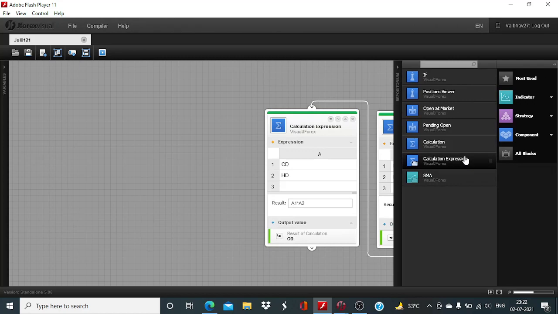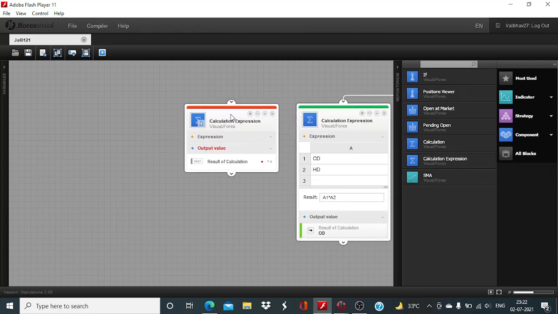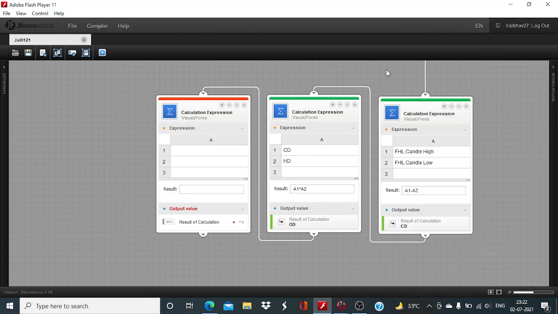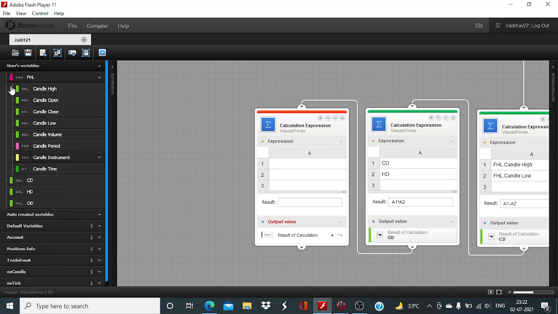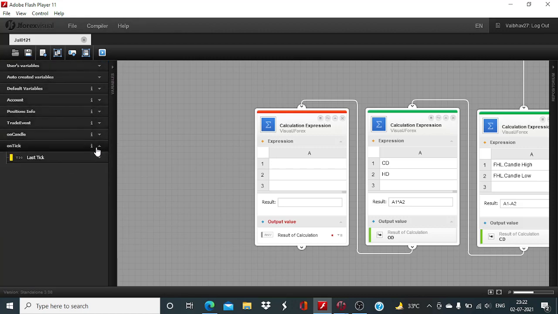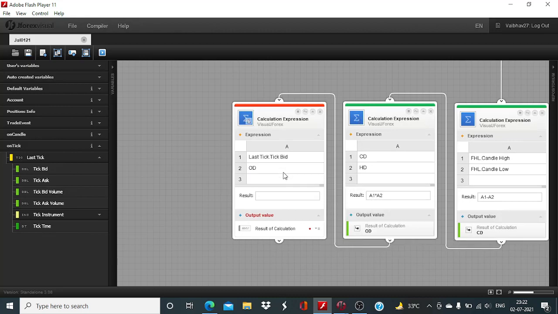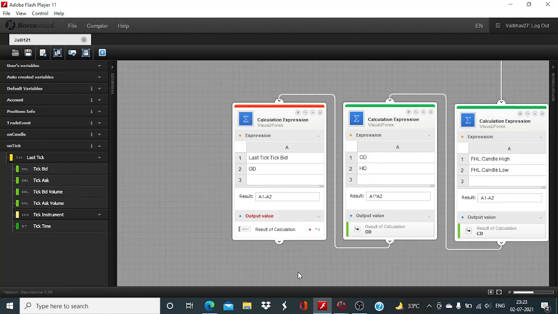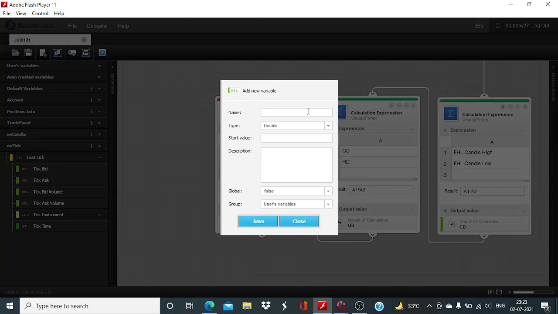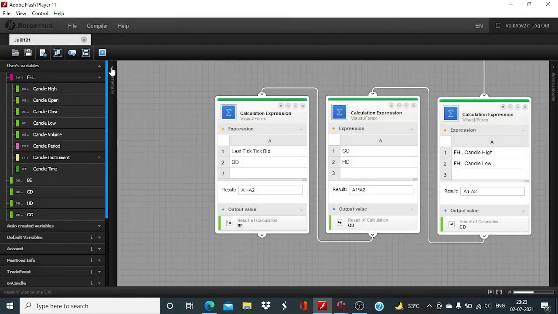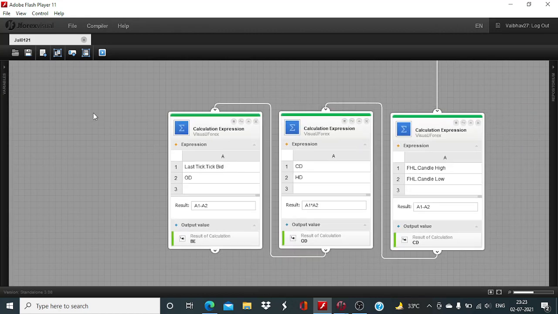and at the same time, let us also define the entry point, which is simply going to be the calculation where I will have to deduct this OD from last tick bid. You can deduct it from tick bid or tick ask. It won't make much difference, but of course spread is going to be there. So it is going to be A1 minus A2. And this is going to be our buy entry price. Okay, which will come handy when we take the trade command block.